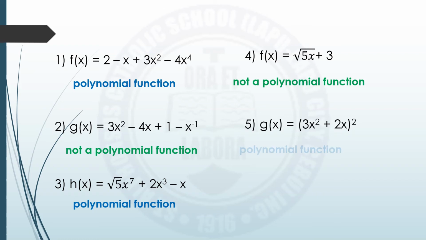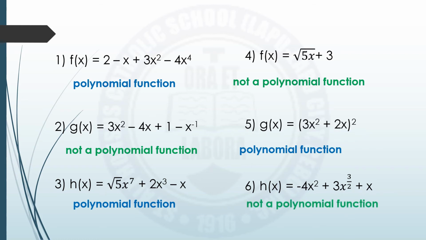How about number 5? Okay, this is a polynomial function. When you expand this one, it will become 9x raised to 4 plus 12x cubed plus 4x squared. How about number 6? Is this a polynomial function? Okay, this is not a polynomial function because it has a fractional exponent on our variable x in the second term. That makes it not a polynomial function.